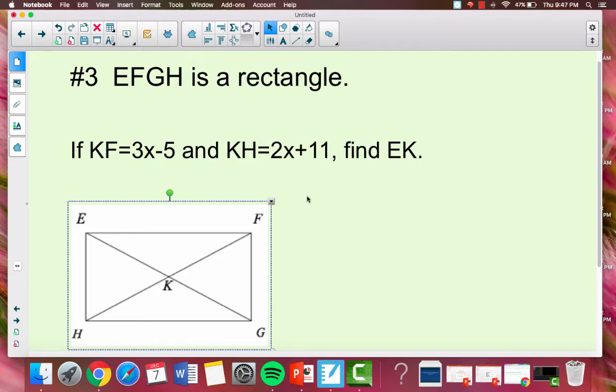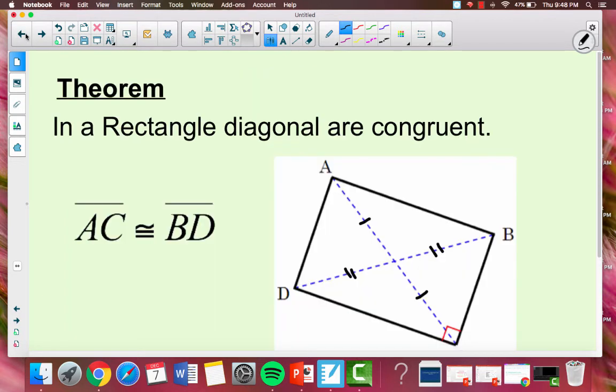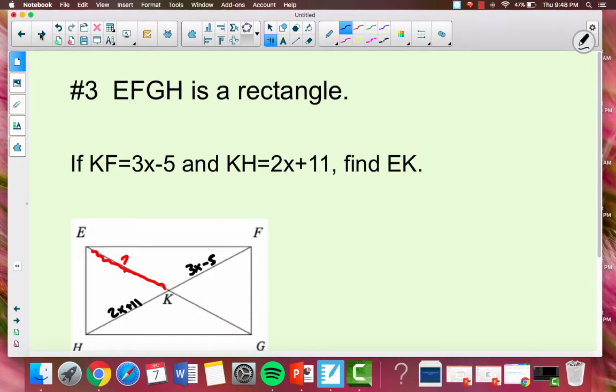So in this particular shape, it says EFGH is a rectangle. And it says that KF is 3x minus 5, so I'm going to label my picture. So that's that segment. And then KH is 2x plus 11. And they want us to figure out what EK is. So they want us to find this segment right here. All right, so we're dealing with a rectangle. Well, the nice thing is we just said in our last example that in a rectangle, diagonals are congruent.